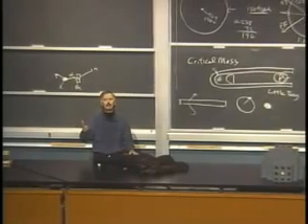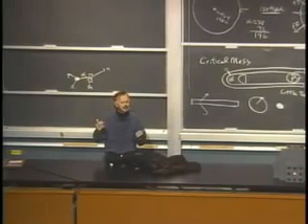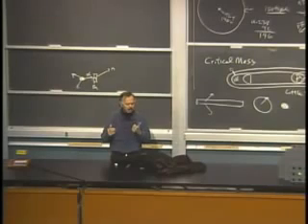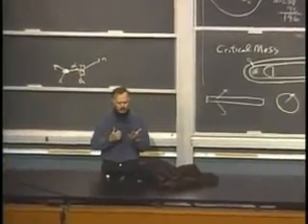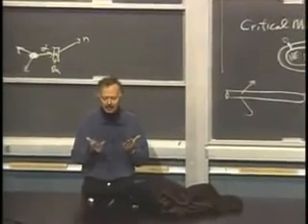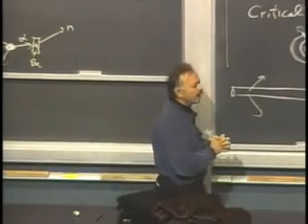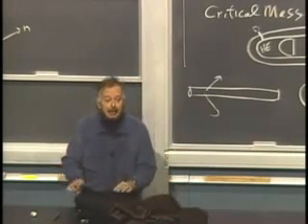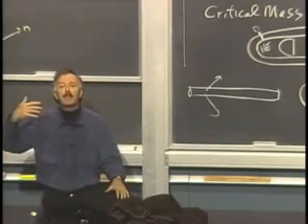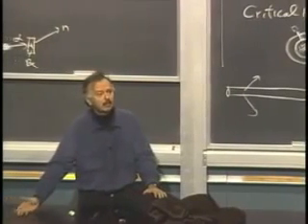2 to the 8th. Is it 1,000? 9 steps. Wait. Start with 1. 2, 4, 8, 16, 32, 64, 128, 256, 512, 1,000. So 10 steps. 2 to the 10th is about 1,000. 10 steps later, you have another factor of 1,000 in the number of neutrons.